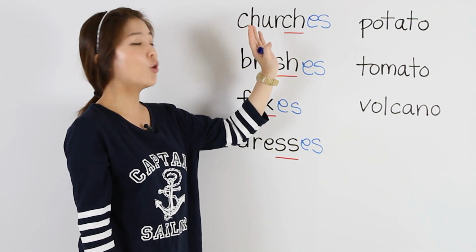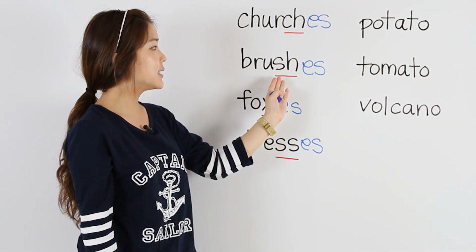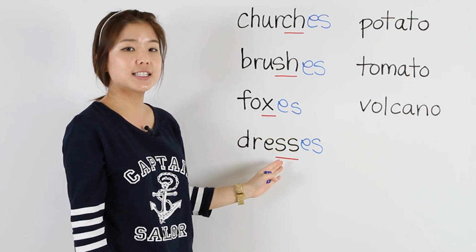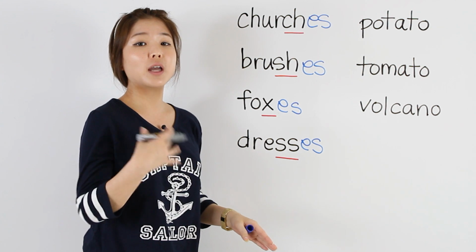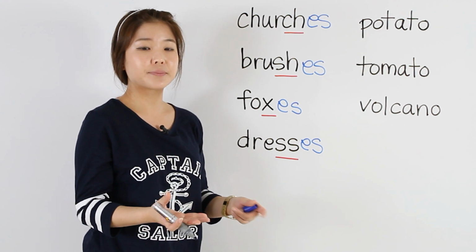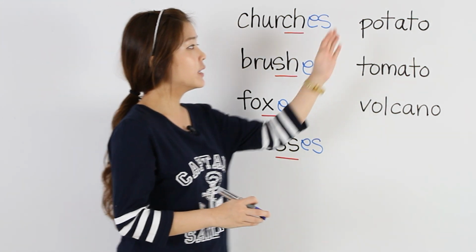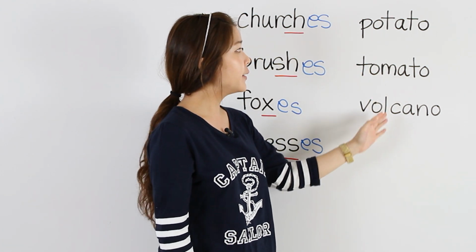Okay, so please don't forget ch, sh, x, and ss. We must put es at the end. Most of the other nouns, we just add s. Okay, now we have some special nouns on this side.